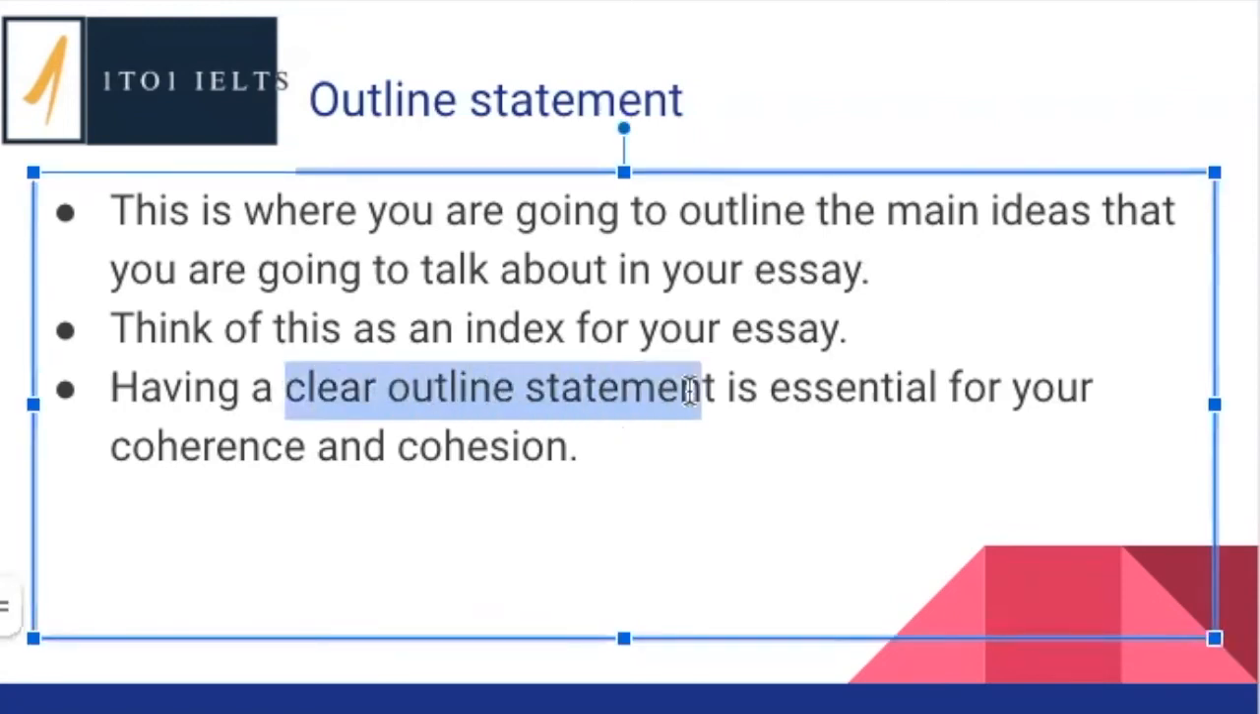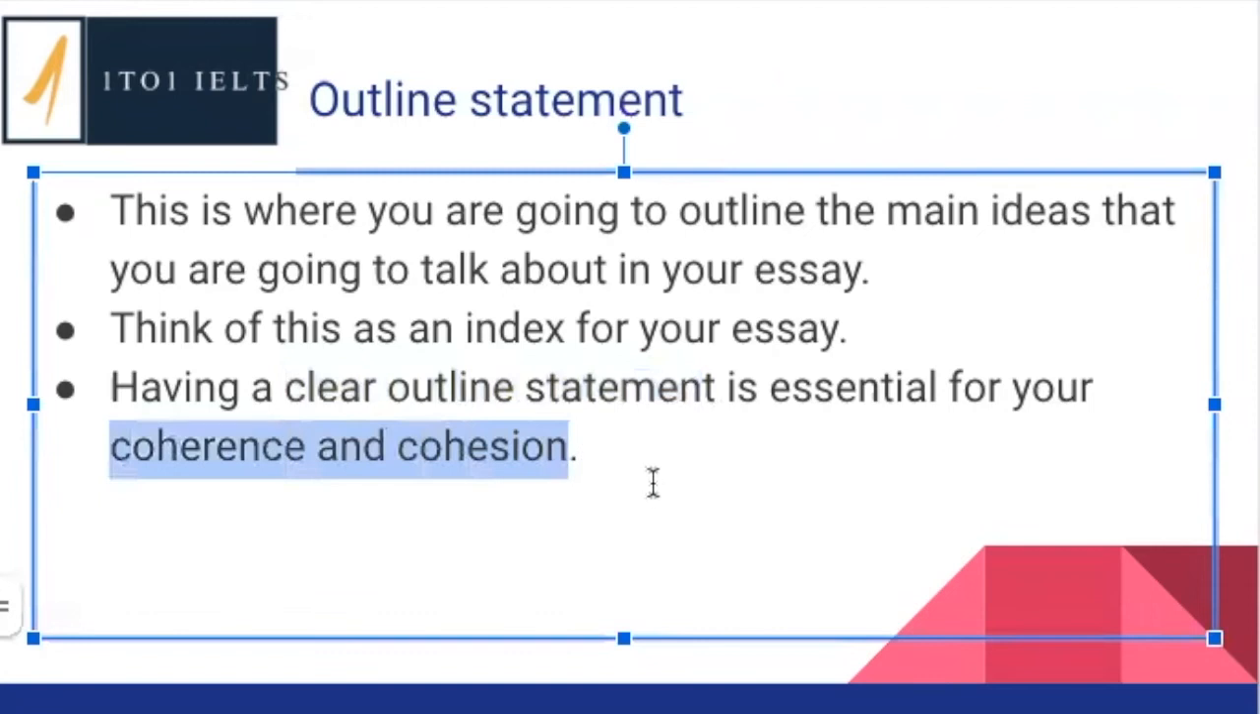Having a clear outline statement is super essential for coherence and cohesion. So you want your ideas in your introduction and your outline statement, then you have the main body where you talk about your ideas, and then your conclusion is just a paraphrase of your outline statement. So if you get your outline statement right, you should have your conclusion right as well. What you're doing here is basically going to be exactly the same as what your conclusion is.